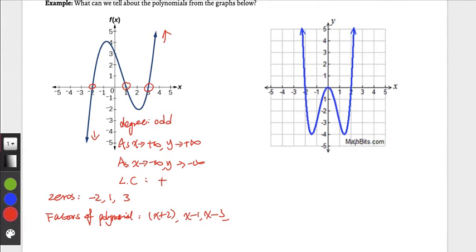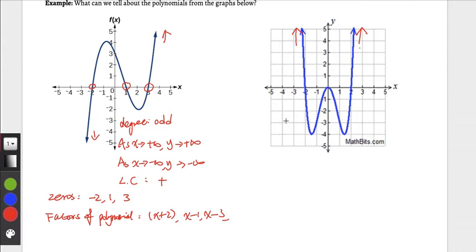Now let's focus on this one. As you can see here, from the right side, y is going up, and on the left side, y is also going up. So they both go in the same direction for y.